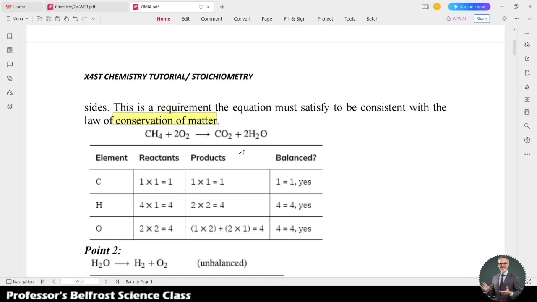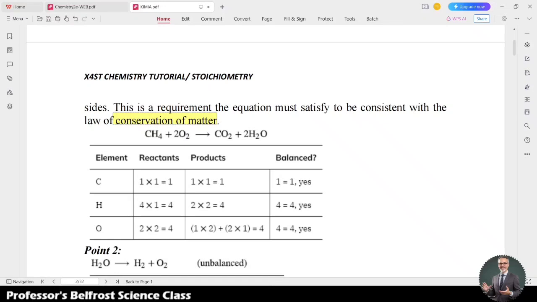So let's see the previous equation that we have: one mole of methane, to be correctly describing it, plus 2 moles of oxygen yields, when it reacts, 1 molecule of carbon dioxide and 2 molecules of water, H2O.